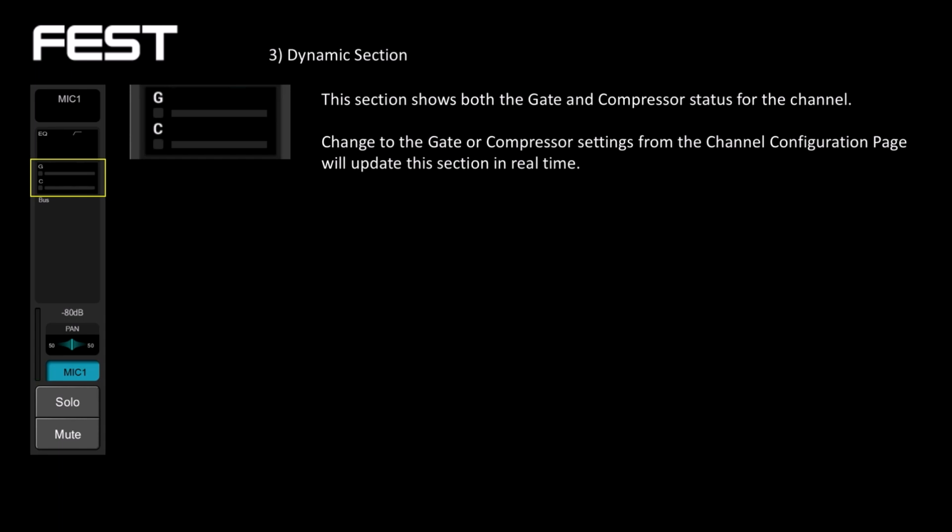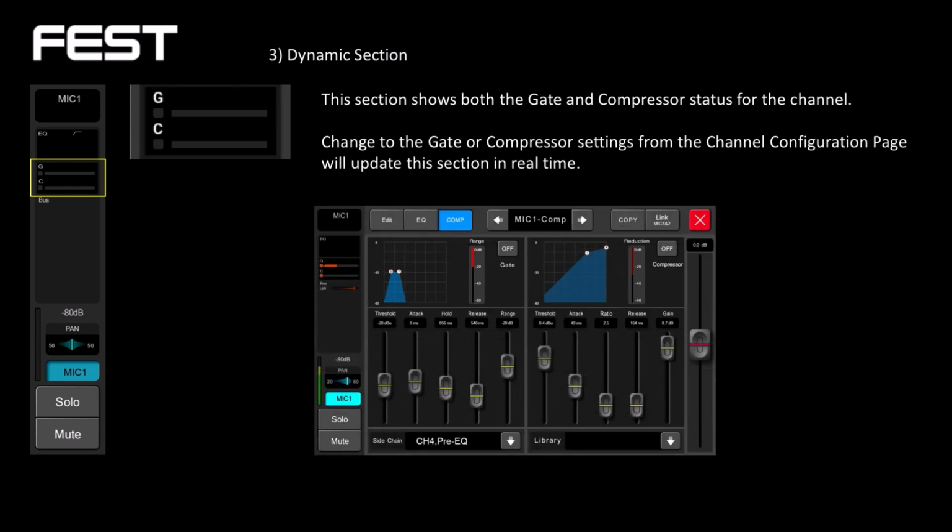3. Dynamic section. This section shows both the gate and compressor status for the channel. Change to the gate or compressor settings from the channel configuration page will update this section in real time.